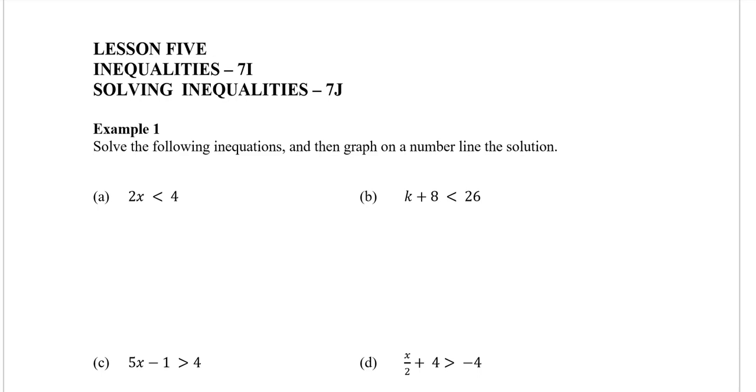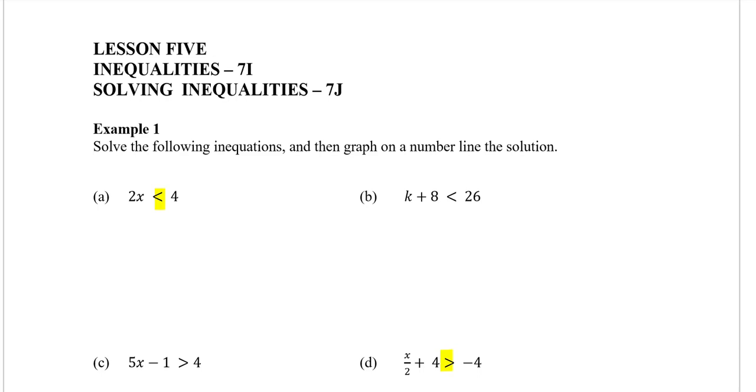Hello, Year 8. Today we're going to be solving inequalities. Inequalities are equations that have less than, greater than, less than or equal to, or greater than or equal to signs in them. Most of the time you solve them just like a normal equation by doing the opposite.